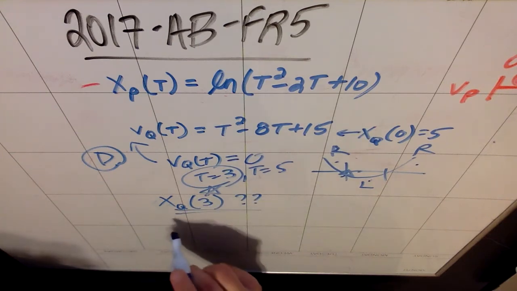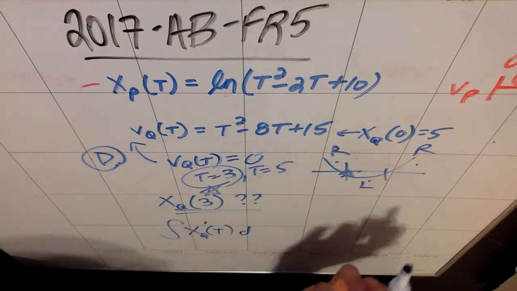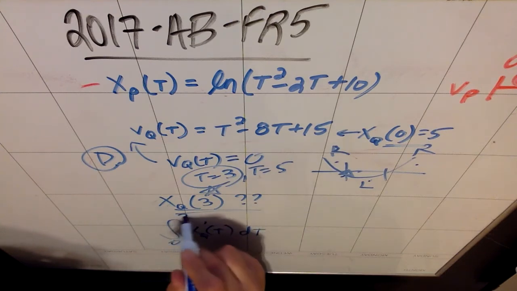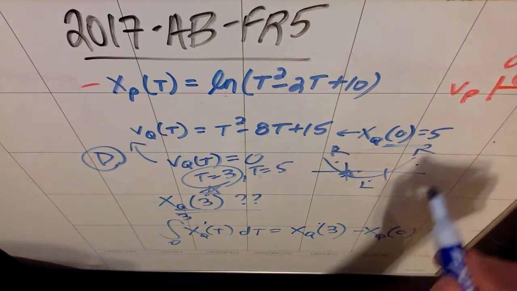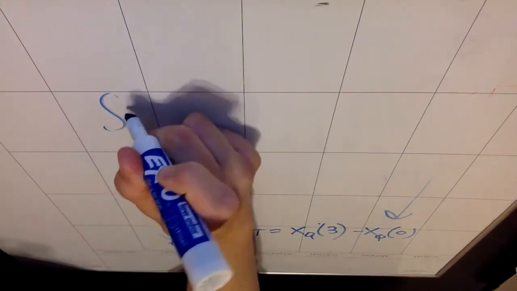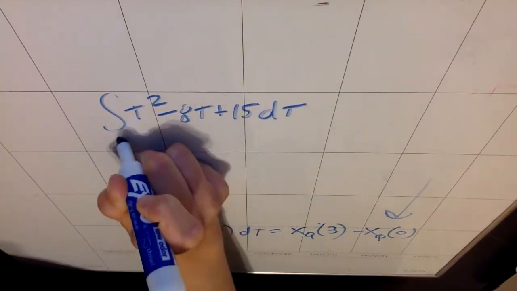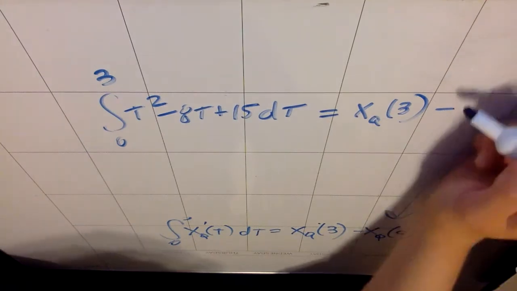To do that, I'm going to use the first fundamental theorem of calculus. If I integrate x prime of Q, which is the same as v sub Q, from the value I know, which is at 0, to the value I want at 3, I'm going to get x sub Q of 3 minus x sub Q of 0, which is a value that I know because way back at the start of the problem it was given to me as 5. So I'm going to integrate my v of t, which was t squared minus 8t plus 15, with respect to t, from 0 to 3, and that is going to give me x sub Q of 3 minus x sub Q of 0, which I know is a 5.